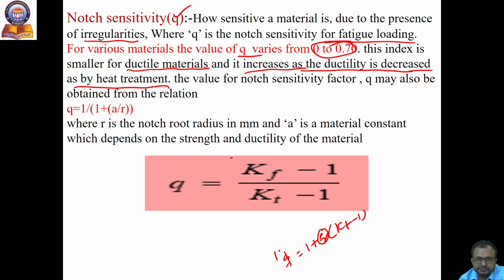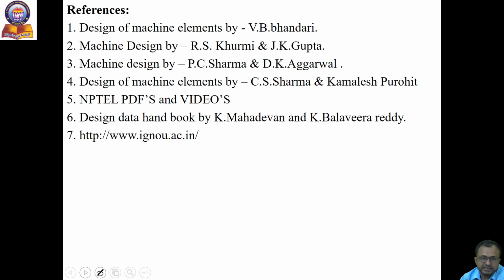as done by the heat treatment. The value may be calculated by using this equation, q equal to 1 by 1 plus a by r, where r is the notch root radius and a is the material constant. So this is the formula. From this, q is equal to, I write Kf minus 1 divided by Kt minus 1. Just from that equation we get this equation.